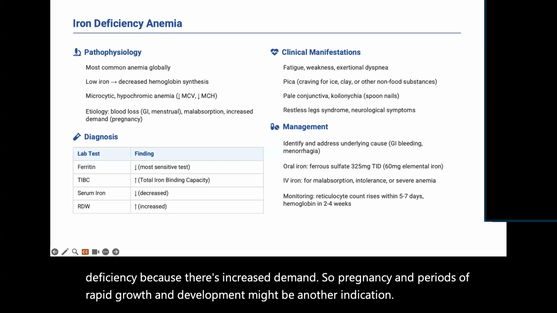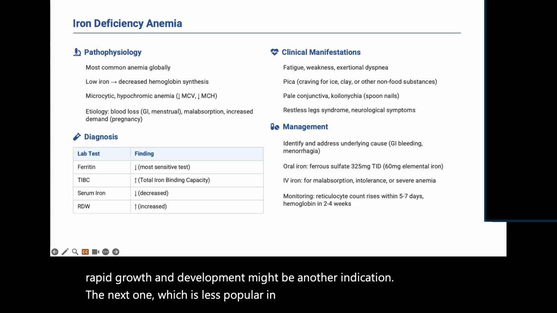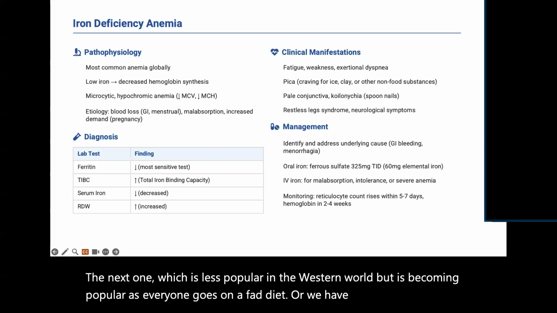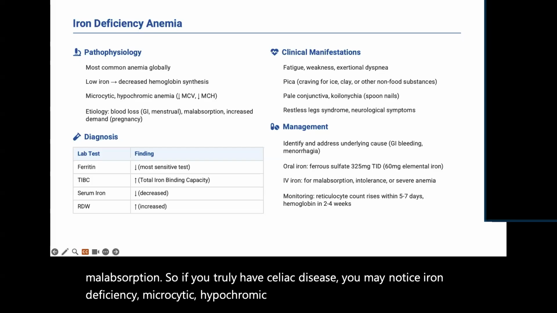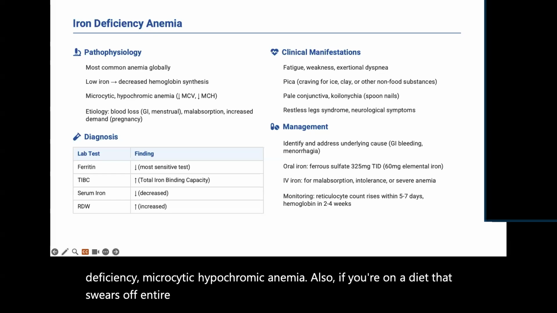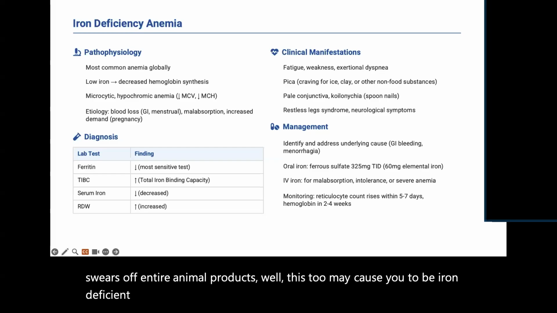The next one, which is less popular in the Western world, but is becoming popular as everyone goes on a fad diet or we have real celiac disease, is malabsorption. So if you truly have celiac disease, you may notice iron deficiency, microcytic hypochromic anemia. Also, if you're on a diet that swears off entire animal products, well, this too may cause you to be iron deficient, especially if you're not supplementing.